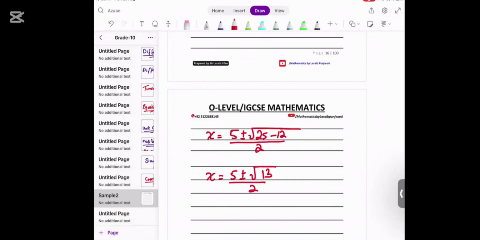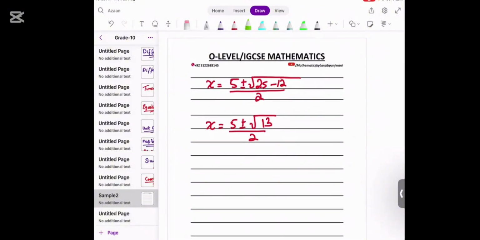In most questions, you have to write down the answer in 2 decimal places or 3 decimal places. You will see these types of questions. So how can we solve it? x equal to 5 plus root 13 divided by 2, and one time x equal to 5 minus root 13 divided by 2. Because you can see there is a positive, negative sign, so one time we write positive, one time we write negative. Now, how can we solve this? We will solve using a calculator. I will show you how we can solve this one using the calculator.